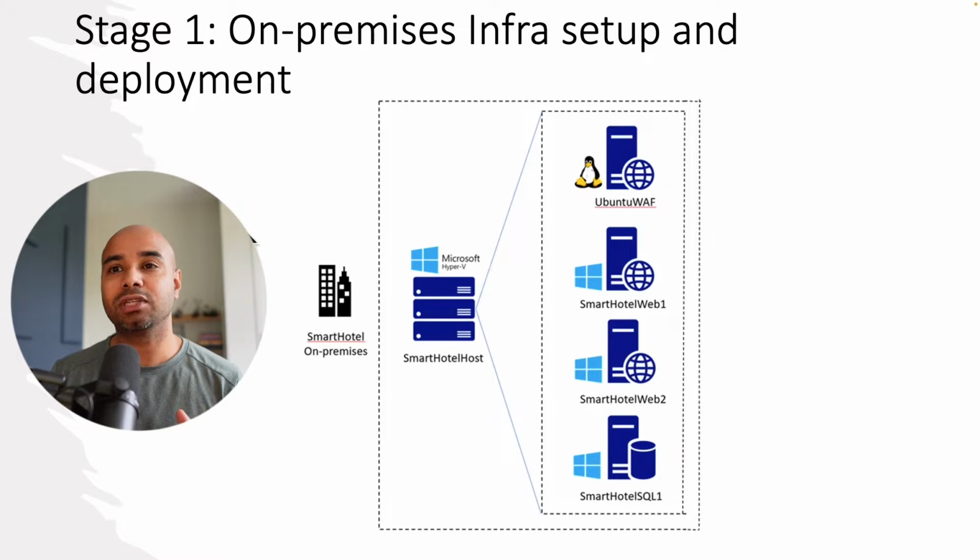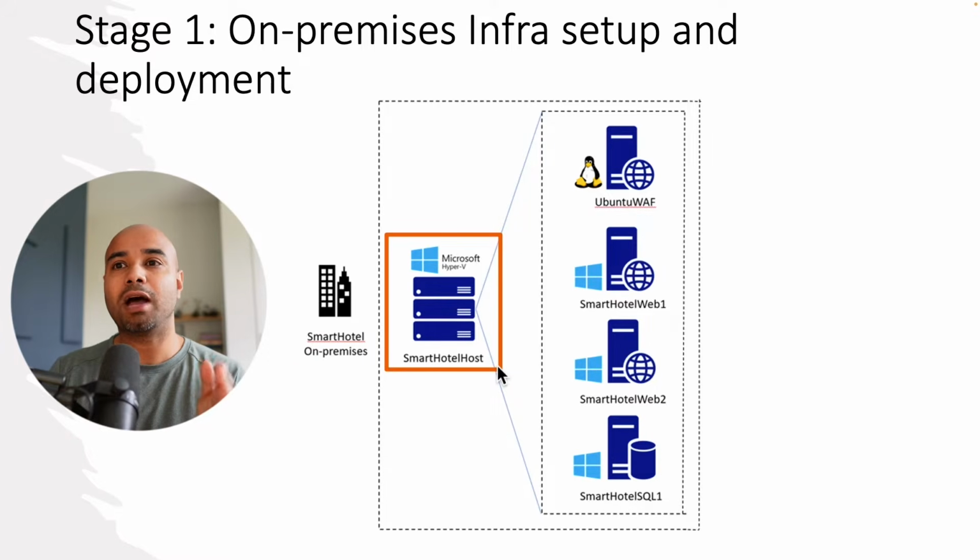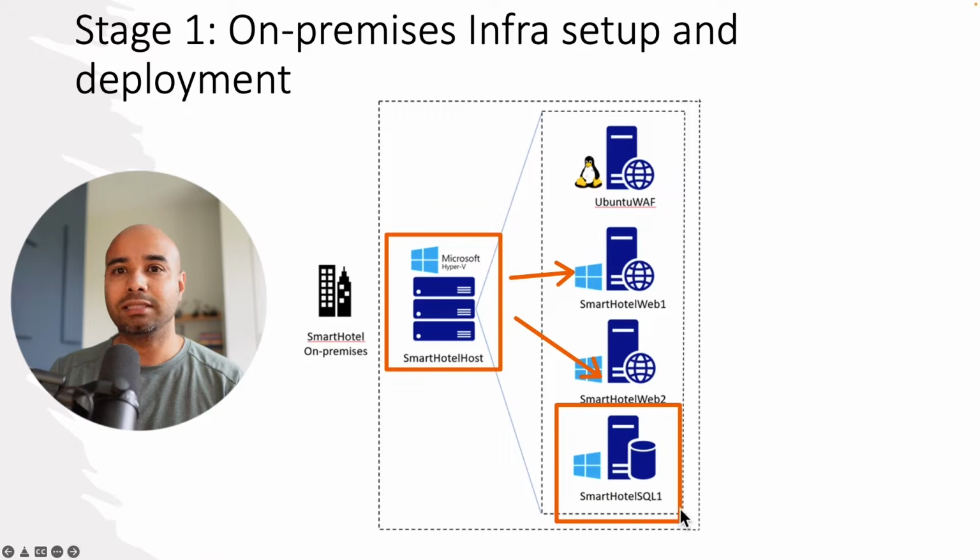What you are seeing on the screen right now is the on-prem environment of Smart Hotel. Smart Hotel hosts their applications and their databases on-prem on a Hyper-V host. They have a couple of web servers, an SQL backend database, and an Ubuntu server which they are using as a web application firewall. All of this is hosted on-prem. So we are going to lift and shift all of these workloads, including the Linux machine, to Azure.